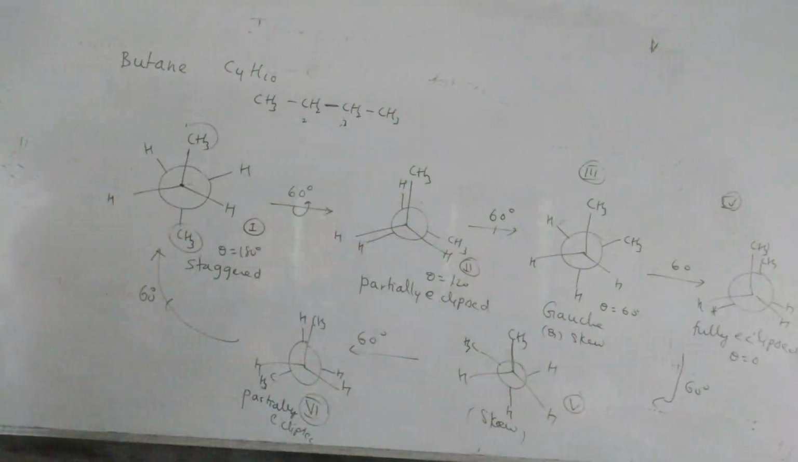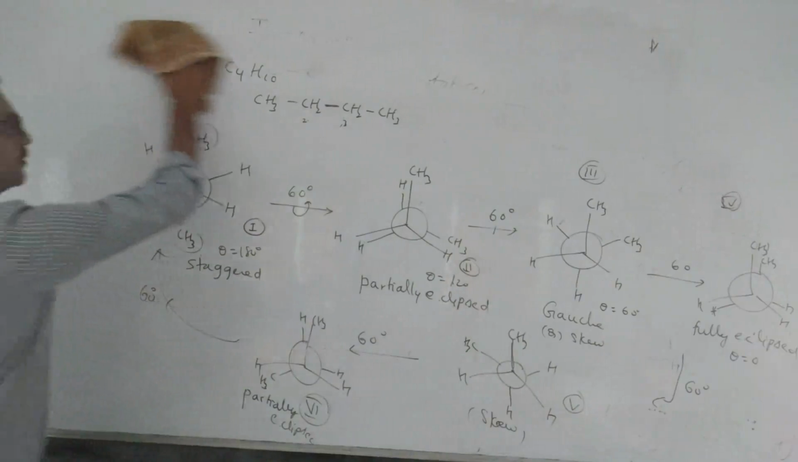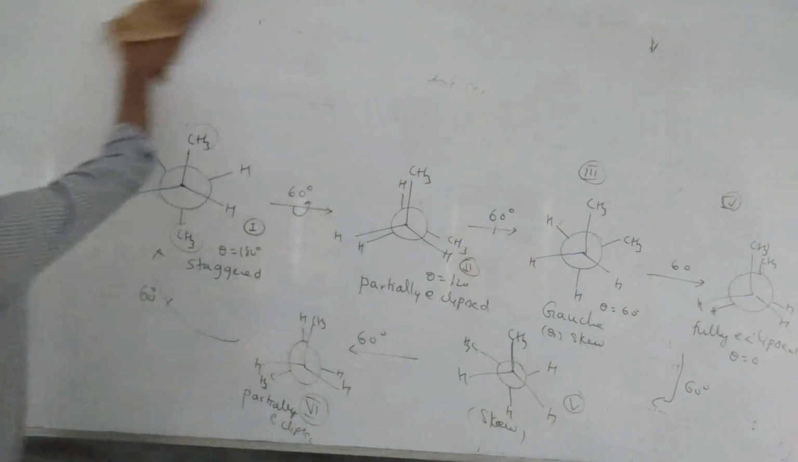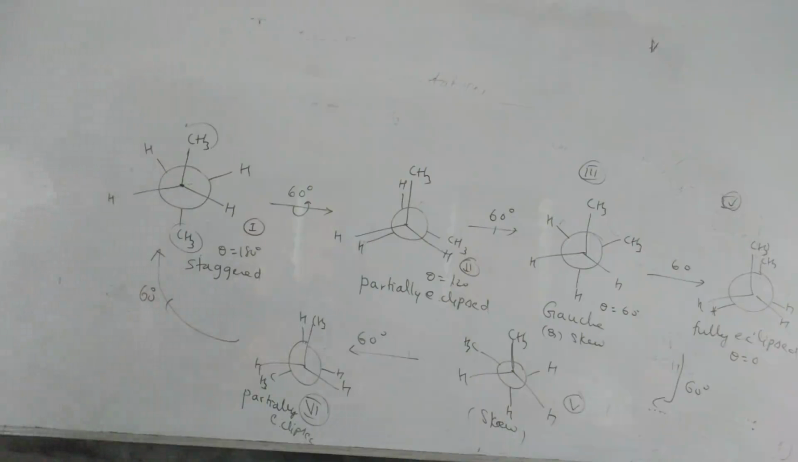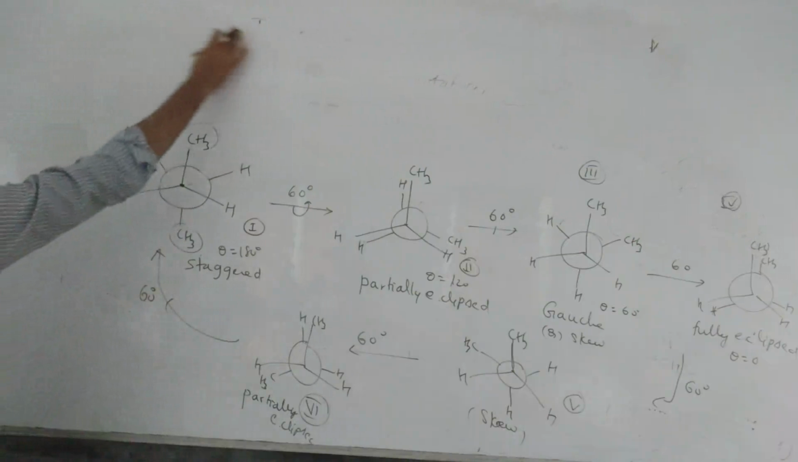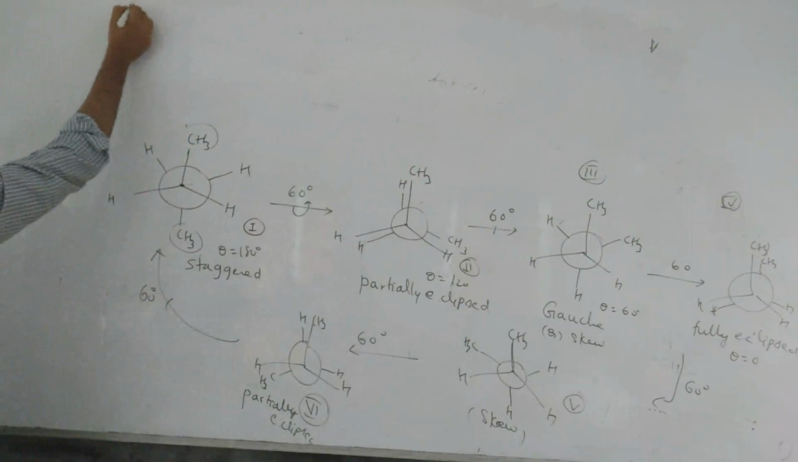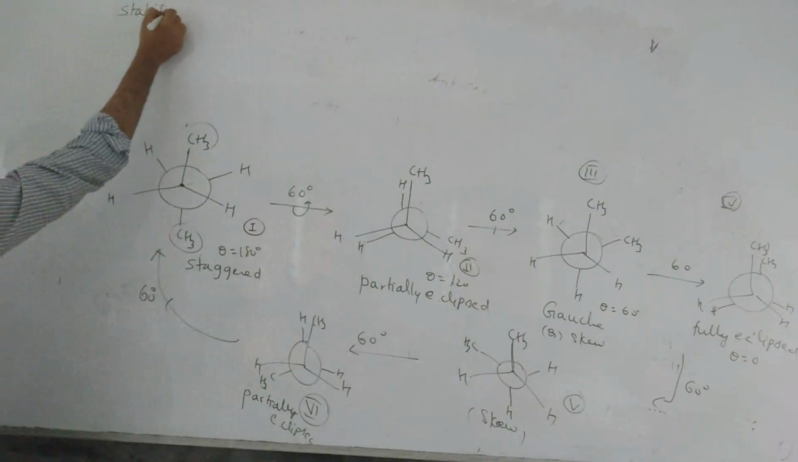Eclipsed. Eclipse, solar eclipse, lunar eclipse, you will see. Sun and moon will back up. Okay, now if you take the stability order of this, which form is more stable, and energy form, this they will ask. Okay, so I am talking about now stability forms.